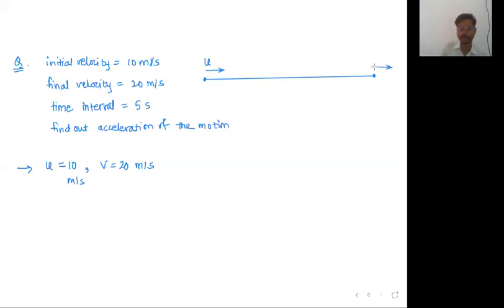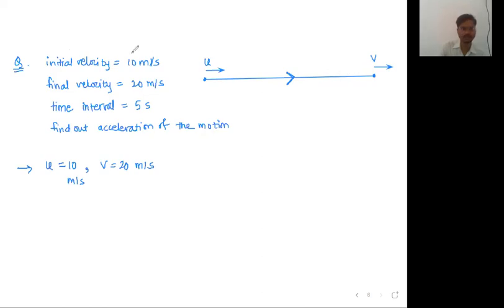Now the particle is at the final point. At that final point, the velocity of the particle is v. The value is v and the direction is rightward. Now do not get any kind of confusion for the sign.